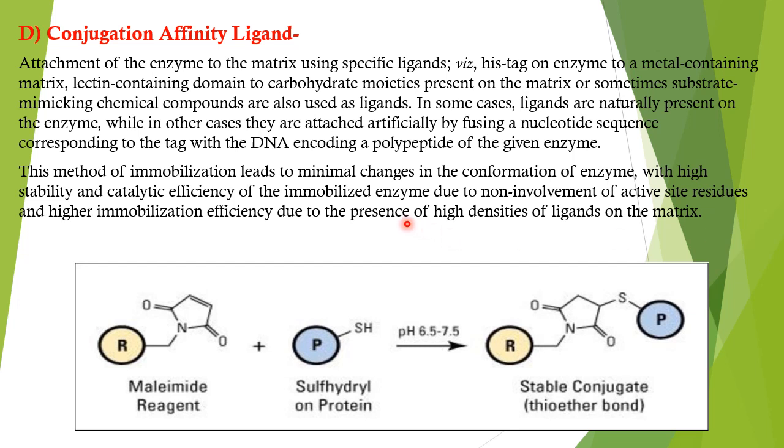The last method in chemical immobilization is the conjugation of an affinity ligand. As I had told you, protein-protein interaction and protein-ligand interaction can happen. So that other phenomenon I told you about, protein-ligand interaction, is being used here to protect or immobilize the particular enzyme. So we will see what that is. Attachment of enzyme to the matrices using specific ligands.